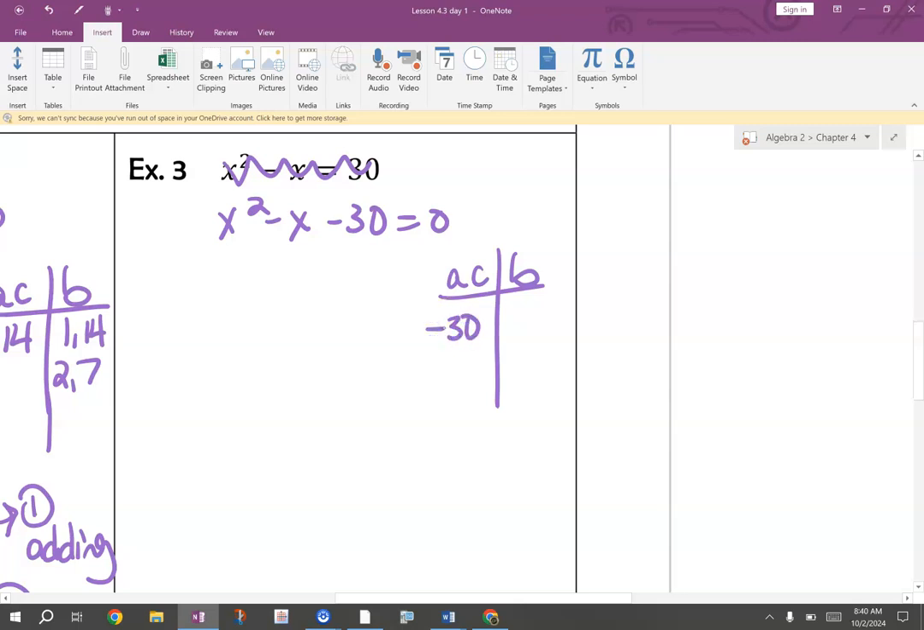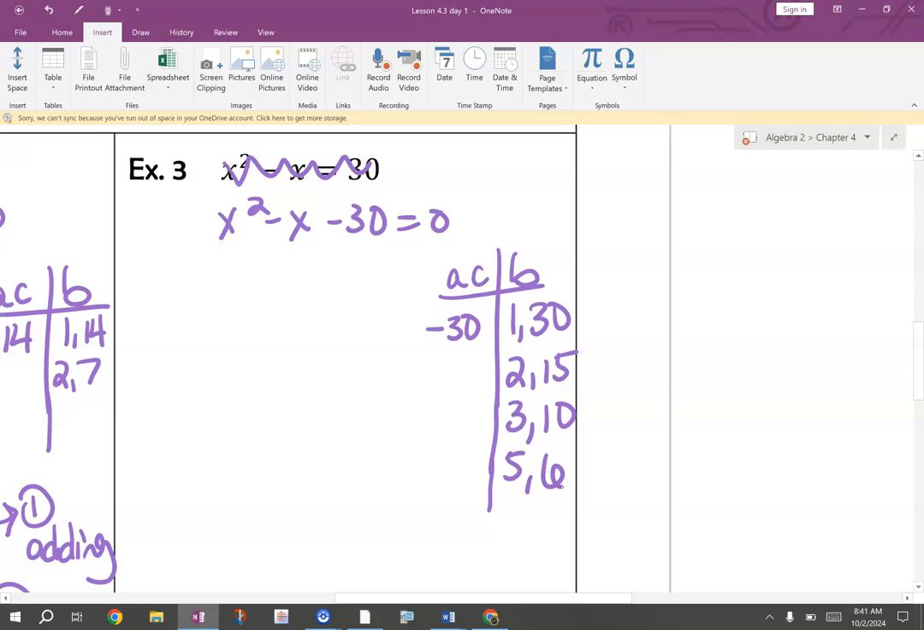Negative tells us two very important things. What does it tell us? Opposite signs, and we're subtracting our numbers. Perfect. All right, what did I tell you to always start with? 1 and itself. Perfect. And then keep going up in numeric order. Does 2 go into 30? What does it give you? Perfect. Does 3 go into 30? Good. That gives you 10. Does 4 go into 30? No. The next one would be 5 and 6, right?